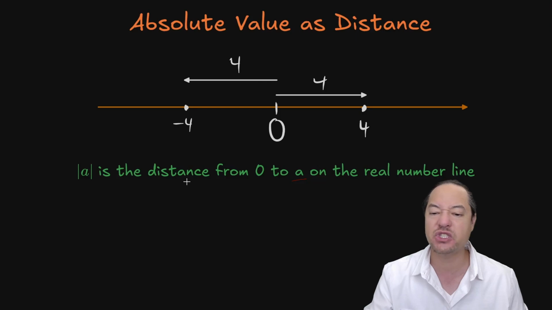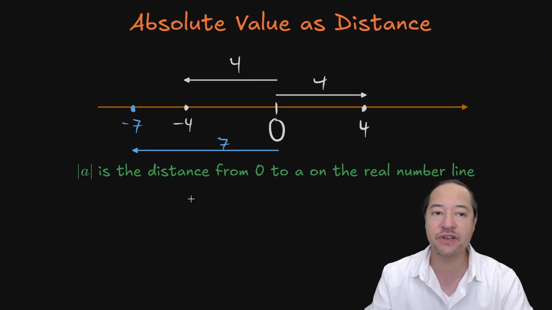So, let me just look at one more. Let's say I have another point here. Let's say this is position -7. Well, how far away is -7 from the origin? Well, it's going to be 7 units away, right? So absolute value can be interpreted as distance from the origin.